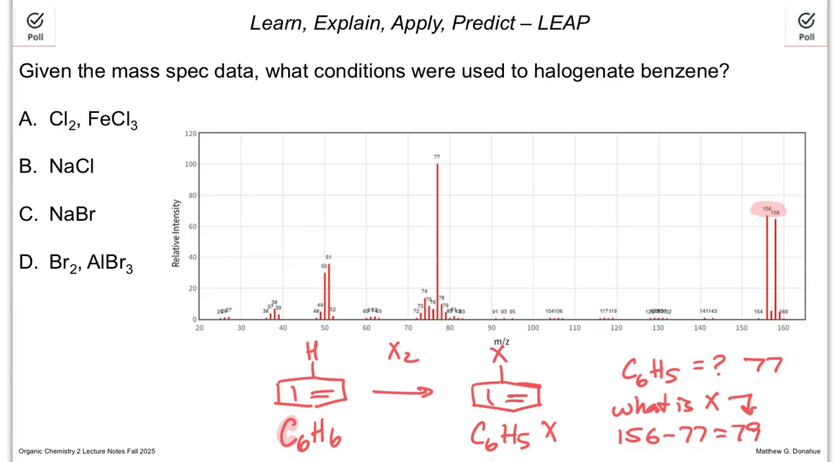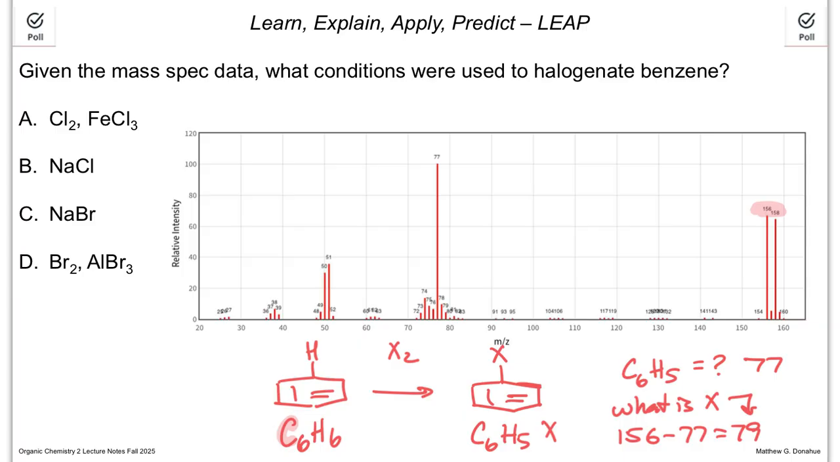So that's the mathematical way you could do that. Or the visual way is bromine has two natural isotopes, bromine 79 and 81, that occur in a 1-to-1 ratio. So this 156 has bromine 79. The 158 has bromine 81 due to the isotopes.